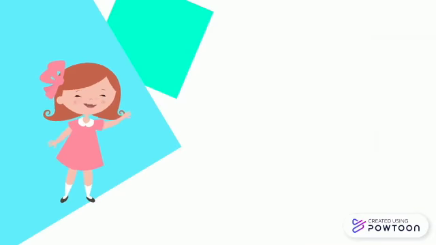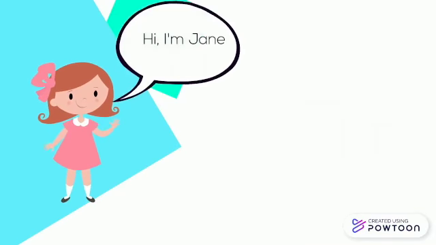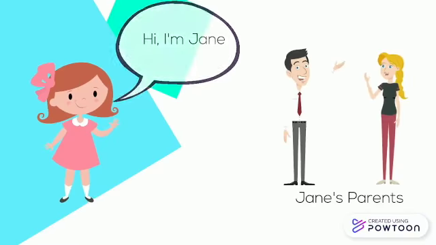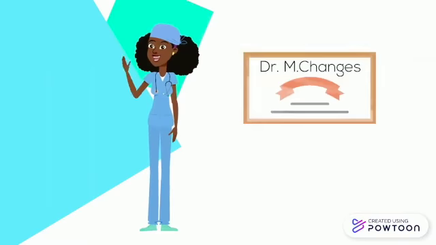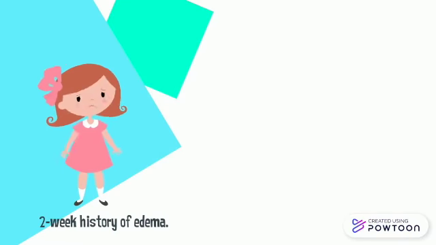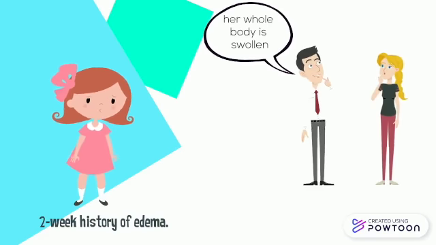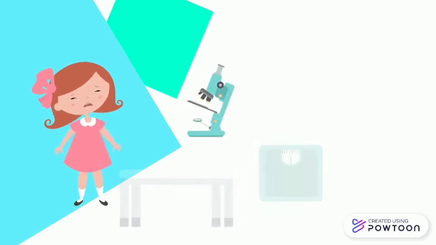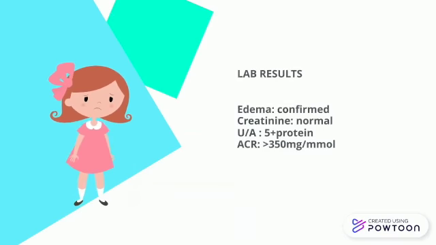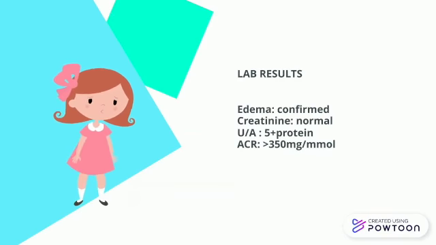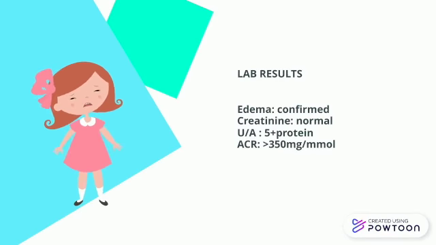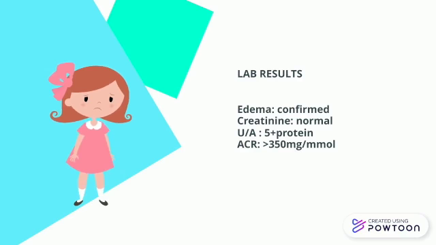Meet Jane. Jane is a 5-year-old who came in with her parents and is being seen by her pediatrician, Dr. Changes. Jane has a 2-week history of edema. Her parents say that her entire body is swollen. Dr. Changes did a physical exam and ran some labs. Her urinalysis reveals a 5+ protein and an albumin to creatinine ratio of greater than 350 milligrams per mole.